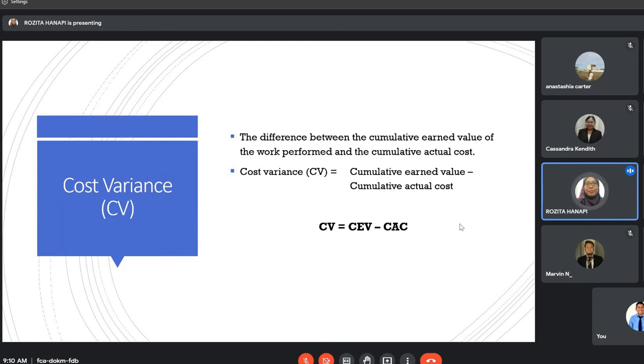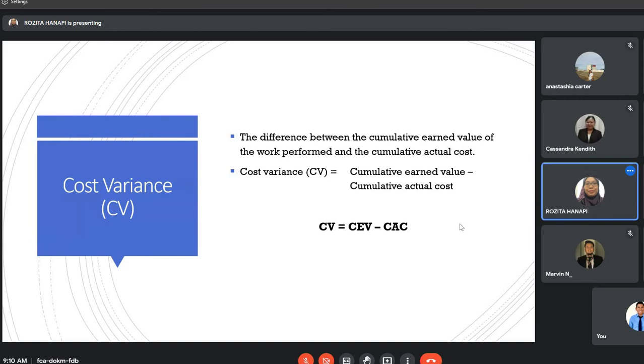Okay, so if for example your calculation result is negative, usually, okay, the value of the work is less than the amount that you actually spend for the project. So it is not good. It indicates that the project is over budget.